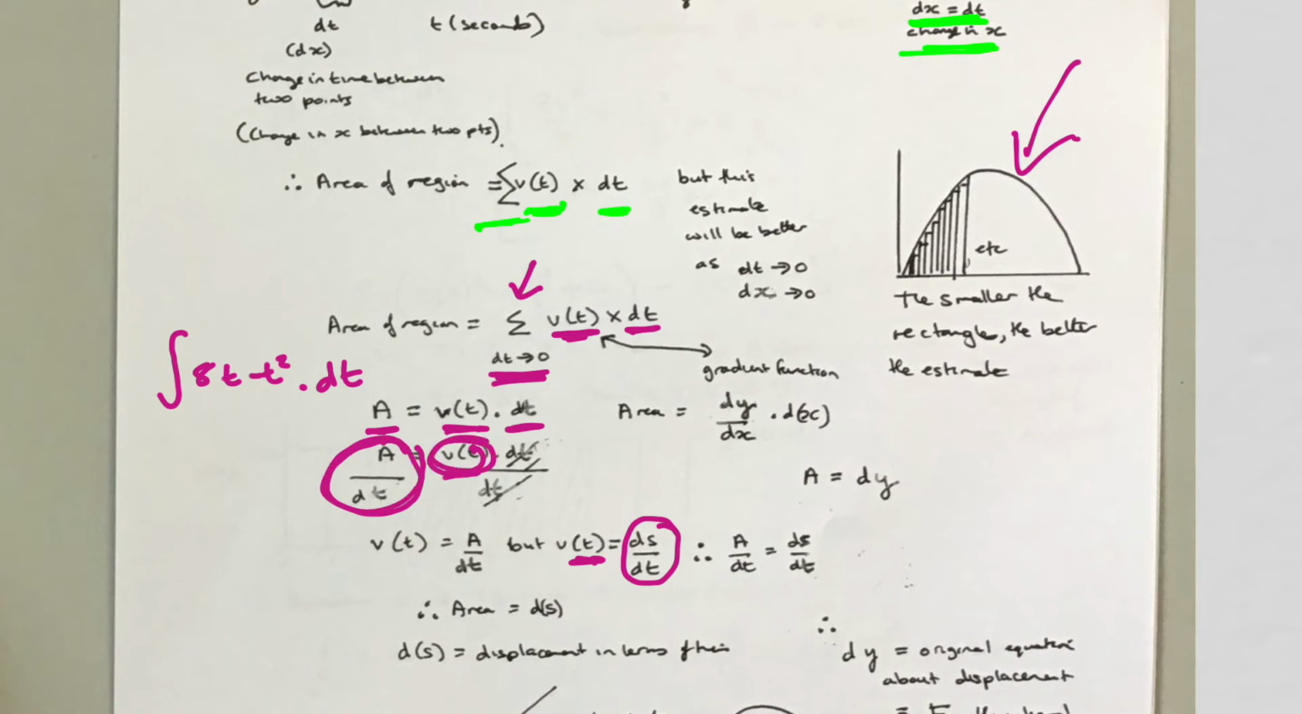So clearly area is ds. They are the same thing, right? So if you look at their positions in the equations, they are clearly the same thing. You can also see it from this one over here.